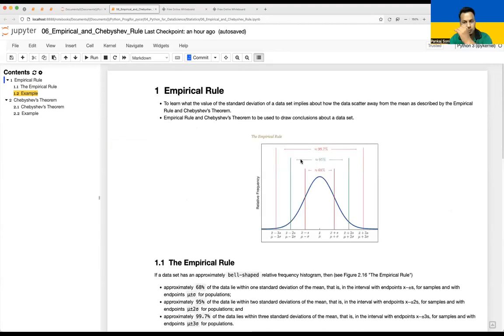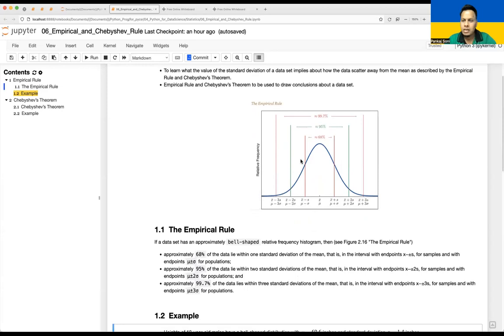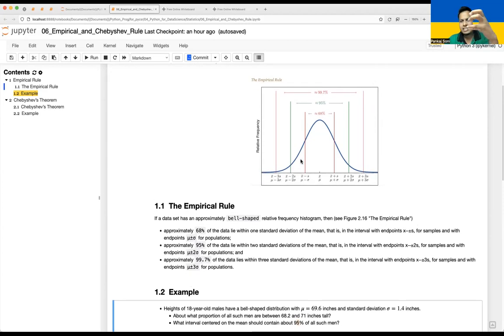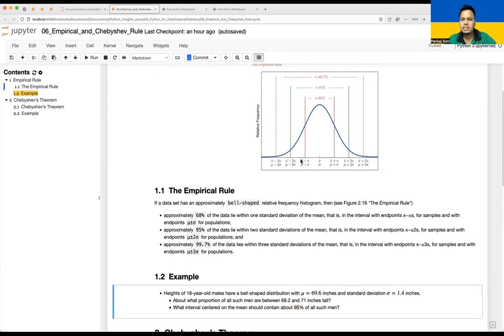So guys, see how simple it is. If you understand the empirical rule, just by having mu and sigma, the mean and the standard deviation, you can infer a lot of data. If you want to infer some kind of internal information from the data, or get more insight about it, you just have to know the mean and standard deviation, and you can infer a lot of insights about the data. This will be very helpful.